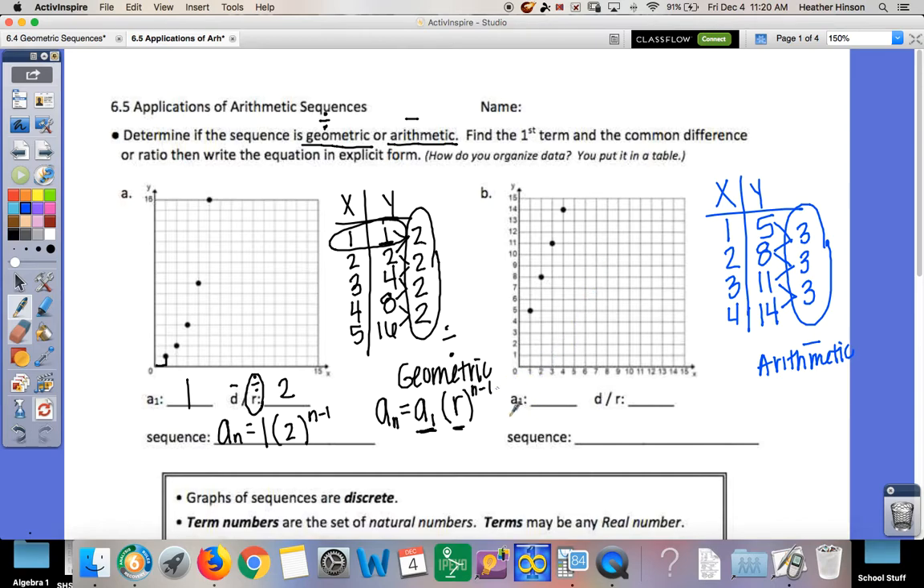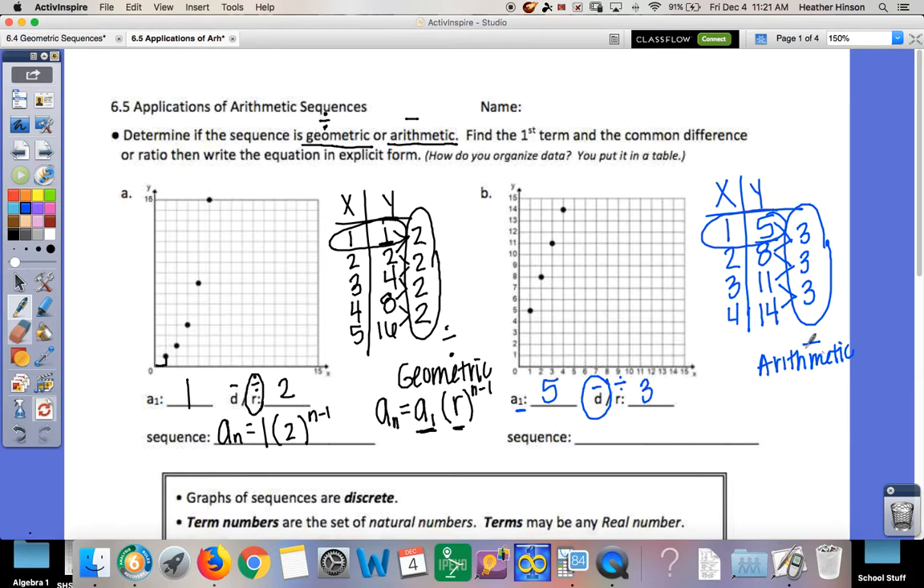So what's your first term? What is at 1? Well, at 1 we have 5. Is it a difference or ratio? Again, difference means subtract. Ratio means divide. What did we do to get 3? We subtracted, so it's a difference. And what was that difference? A 3.